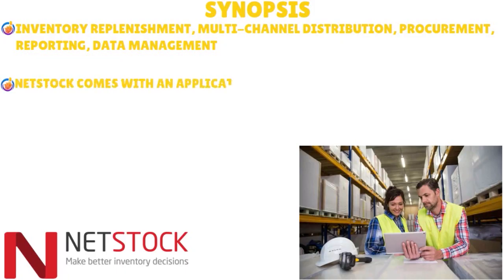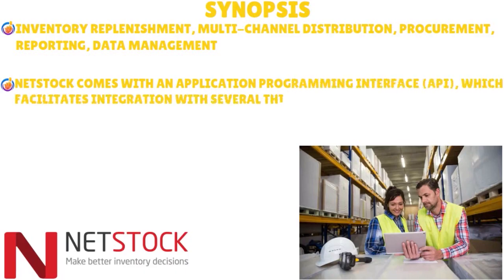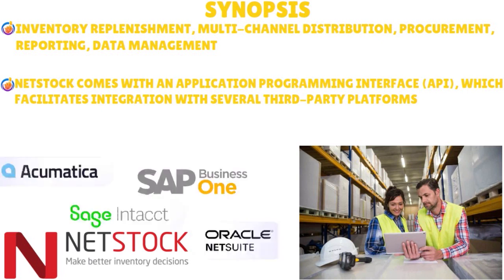Netstock comes with an application programming interface, an API, that facilitates integration with several third-party platforms such as SAP Business One, Locate Inventory, Acumatica, Sage, NetSuite, and Deer Inventory. But you have to pay extra though. You have to pay for access to that API. But the API presence is kind of cool because you are able to customize it based on your specifications. As long as you have the programming expertise in-house, or you can outsource it, this is really good.